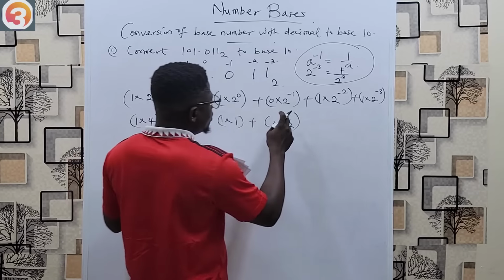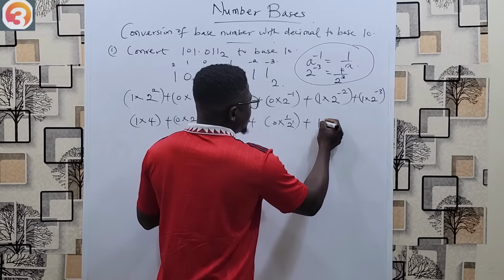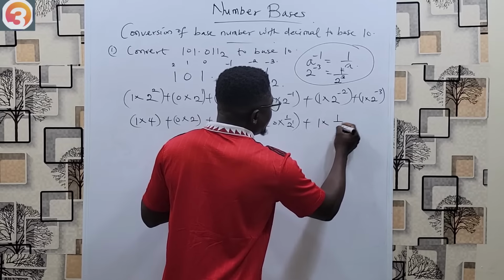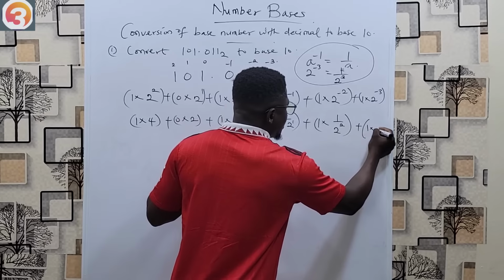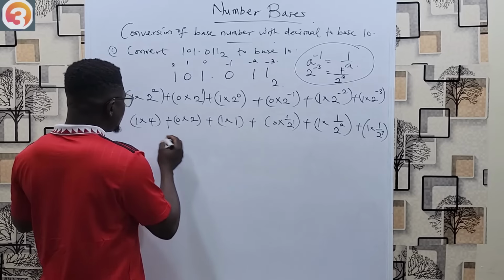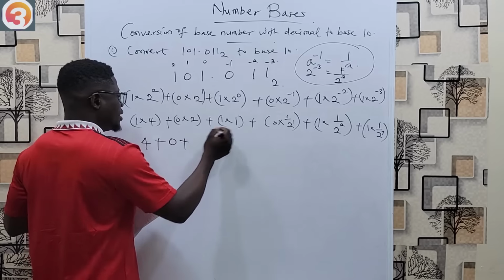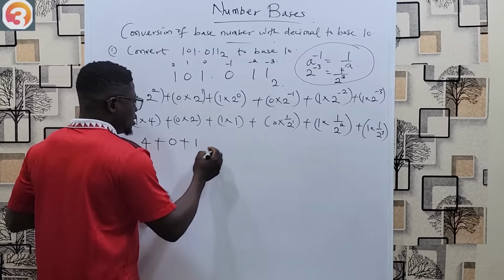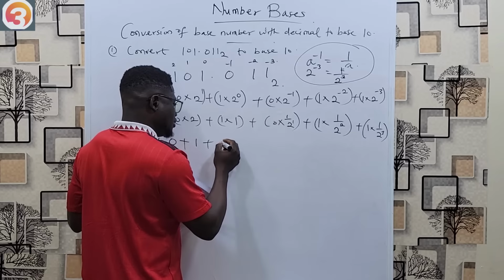So now, 1 over 2 raised to power 1, right? Then plus 1 times 1 over 2 raised to power 2. Then plus 1 times 1 over 2 raised to power 3. Right? So you do that. 1 times 4 is 4. 0 times 2 is 0. Plus 1 times 1 is 1. Then plus 0 times anything is 0. So I have 0.